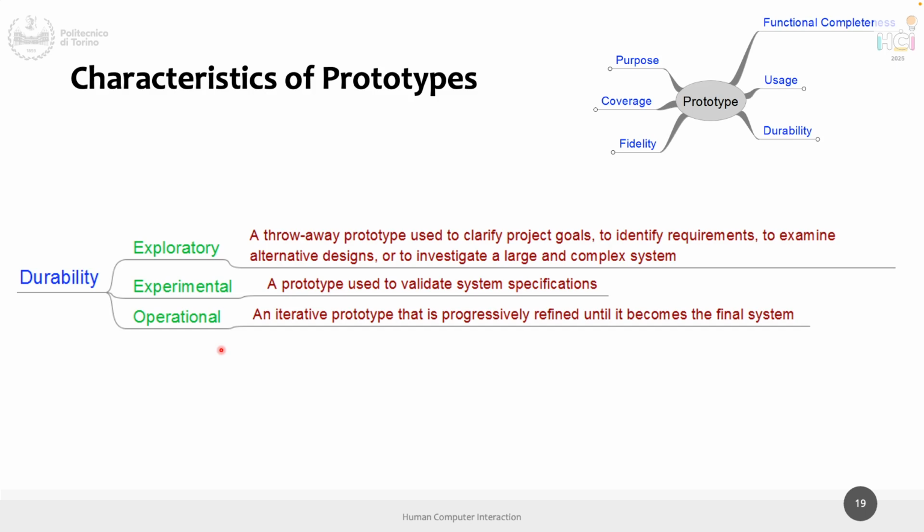Then there are prototypes that are just exploratory, or let's explore things. Let's do 3 prototypes, and then let's throw away one of them or 2 of them, and let's keep one. Experimental, if you want to validate something specific, or operational, that is an iterative prototype that is refined over time until it becomes the final version of the application, of the system, etc.